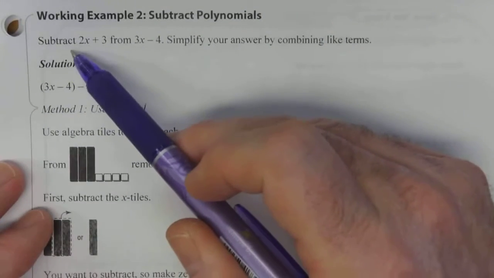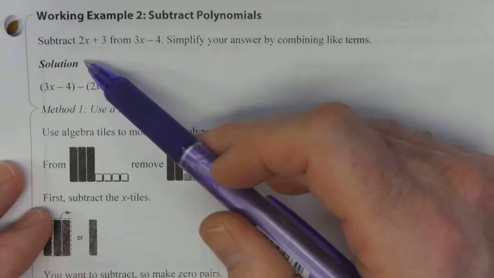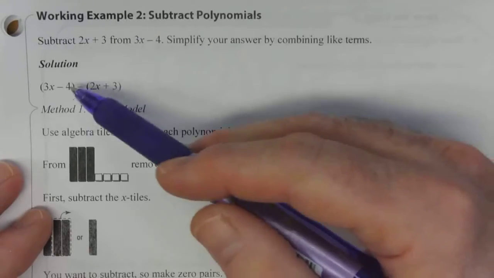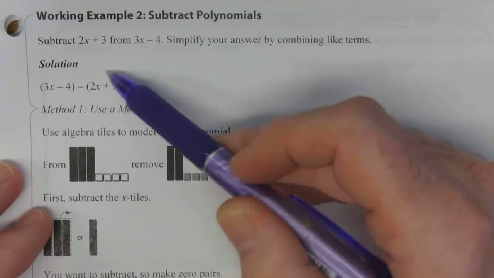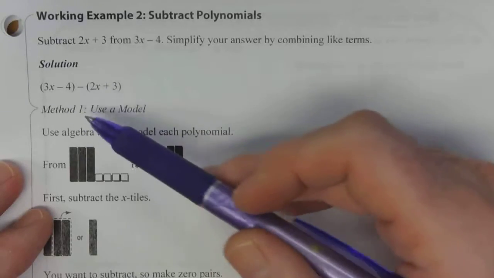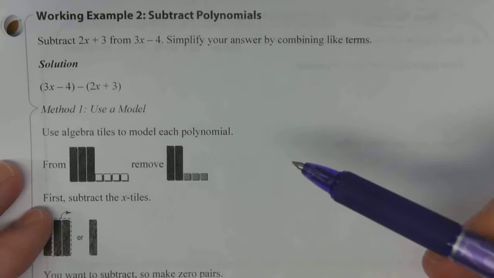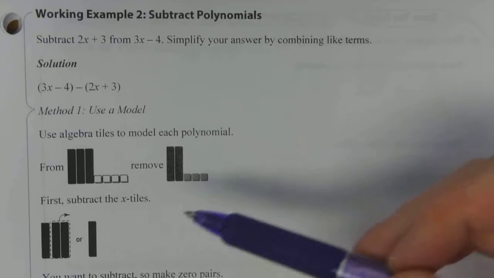So first off, it's not giving us an actual equation. It's saying subtract 2x plus 3 from 3x minus 4. So we need to recognize that 3x minus 4 is the first polynomial, then we're subtracting 2x plus 3 from it. So we need to write it in this order. If we wrote it in the other order, it would be close, but it would be wrong. Again, we can use a model.